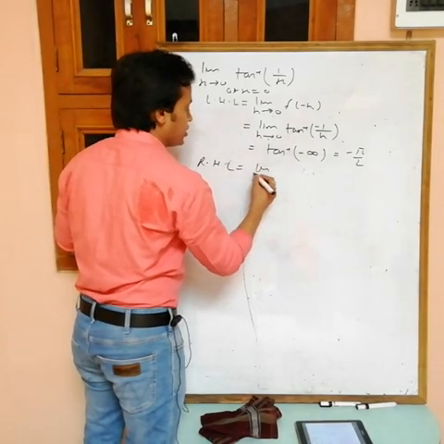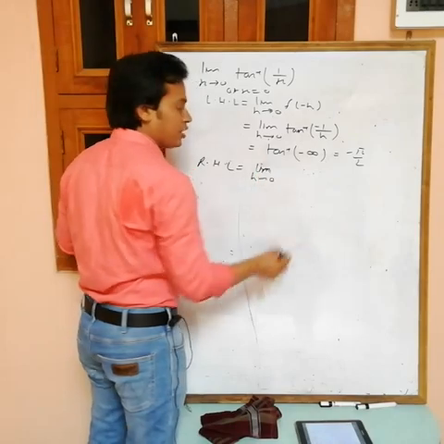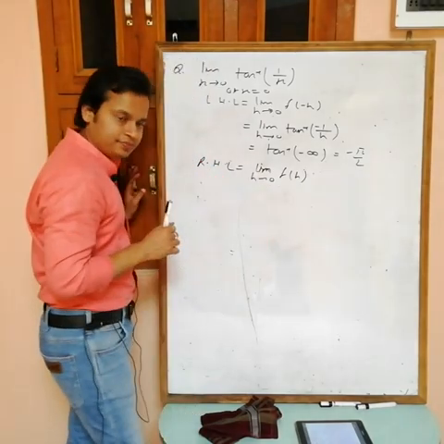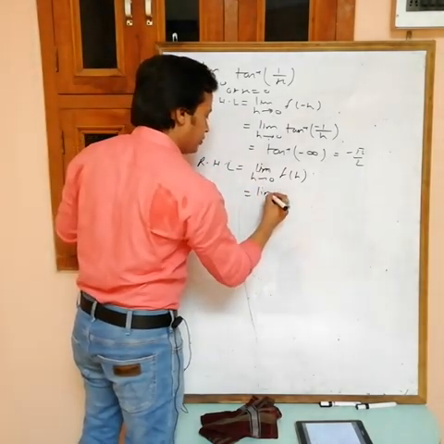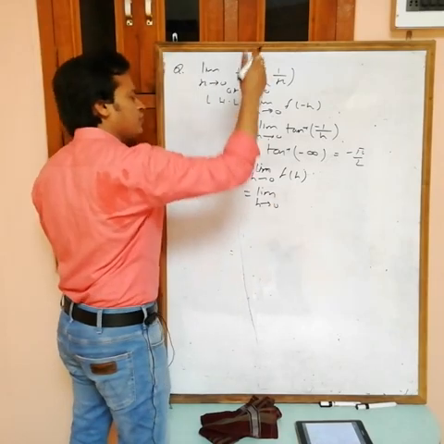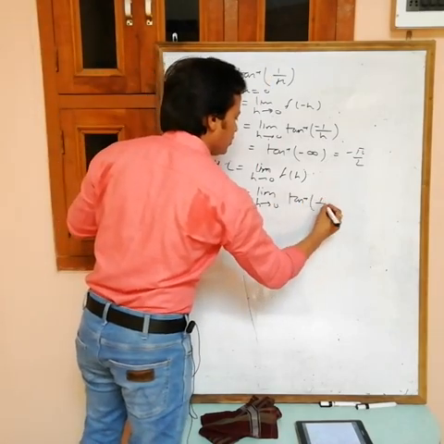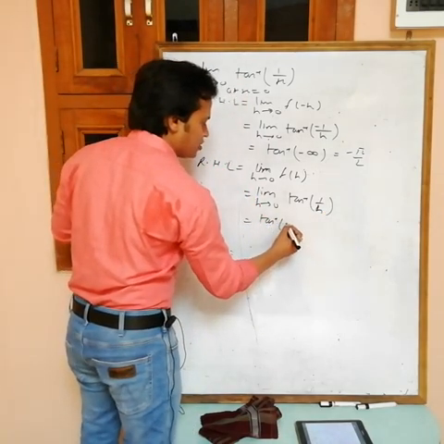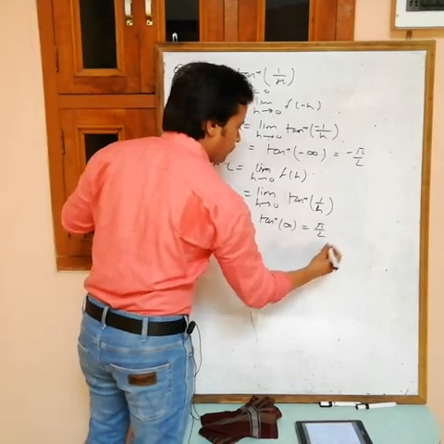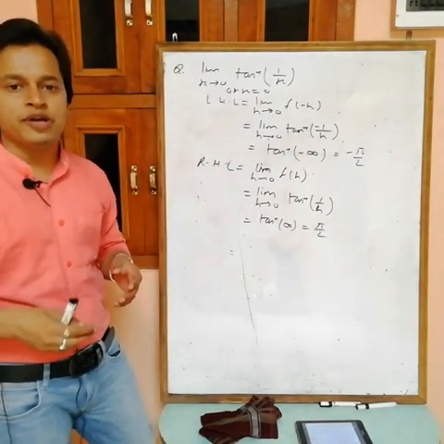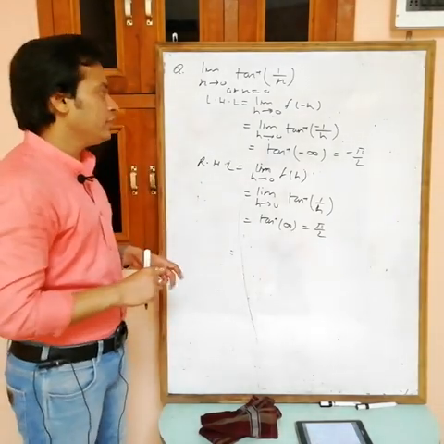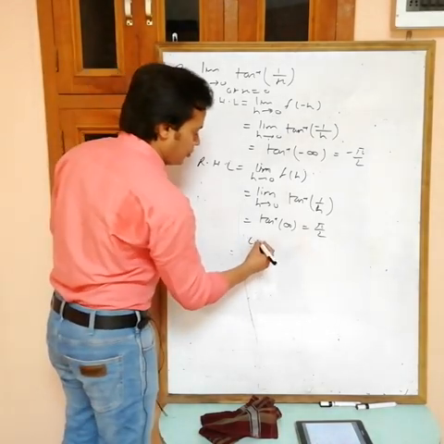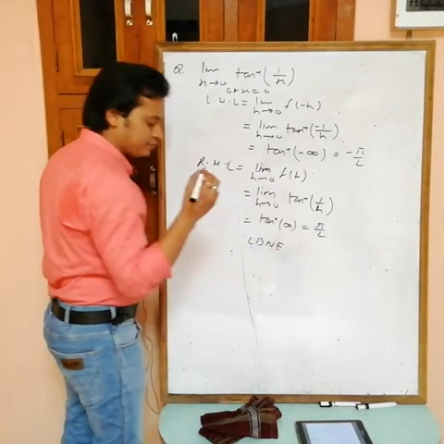Now find RHL. RHL is limit h tending to 0, value of the function at a plus h. A is 0, so 0 plus h means f of h. Now find the value of f of h. Limit h tending to 0, replace x with h, and what we are getting? Tan inverse 1 by h. At the end we have to put h equals 0, then we are getting tan inverse 1 by 0, that is tan inverse infinity, which is pi by 2. Tan inverse plus infinity is plus pi by 2, tan inverse minus infinity is minus pi by 2. Now LHL and RHL are not the same, so the limit does not exist. Limit does not exist.